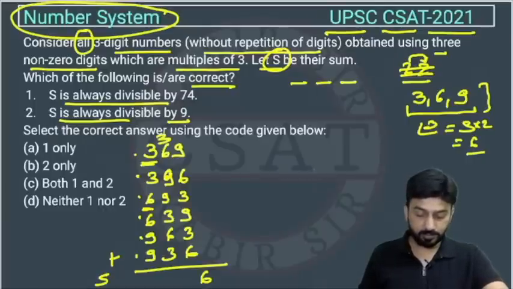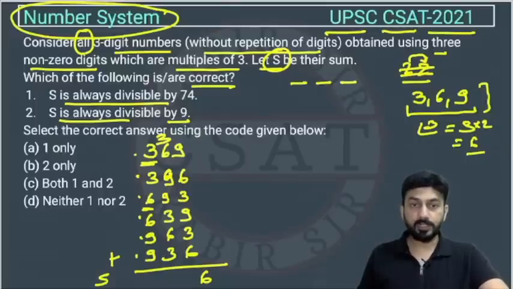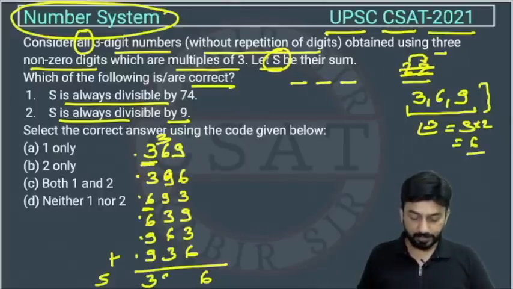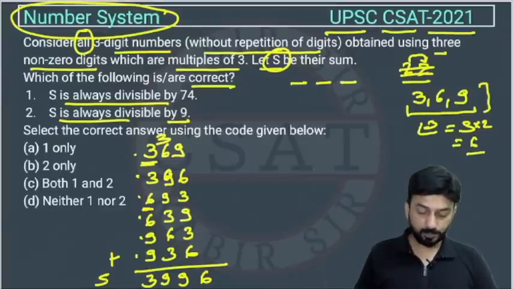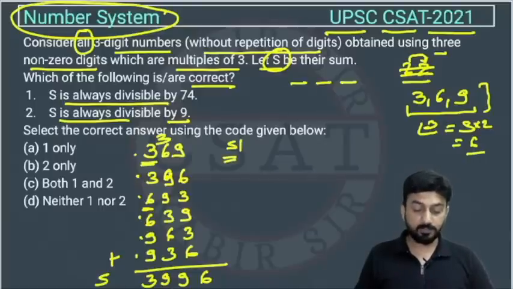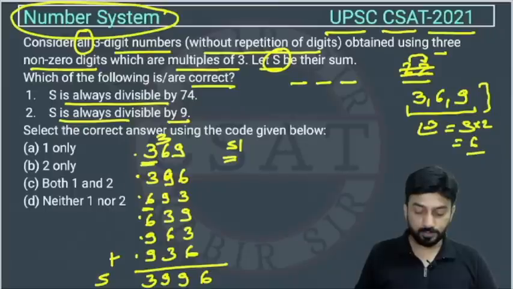So this is a normal addition you have to do, and after that what will you get? I am writing directly, but you have to add them, right? So 3996 is S. Now we will check statement 1. First statement: S is always divisible by 74. So we have to check whether this number is divisible by 74 or not.